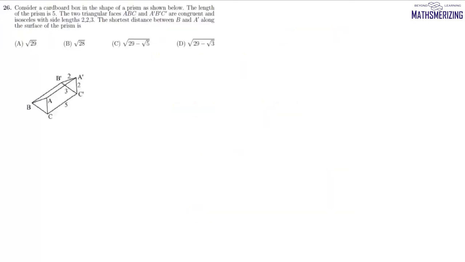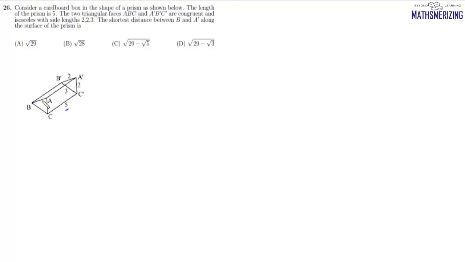Now question 26 is: consider a cardboard box in the shape of a prism as shown below. The length of the prism is 5 units. The two triangular faces ABC and A'B'C' are congruent and isosceles with sides 2, 2 and 3. The shortest distance between B and A' is. So we have to find the shortest distance between B and A'.